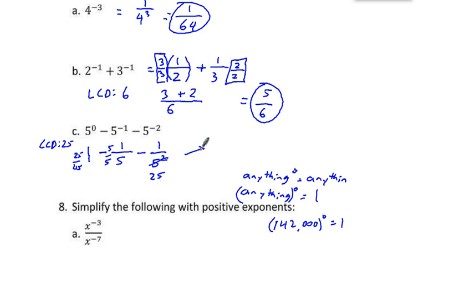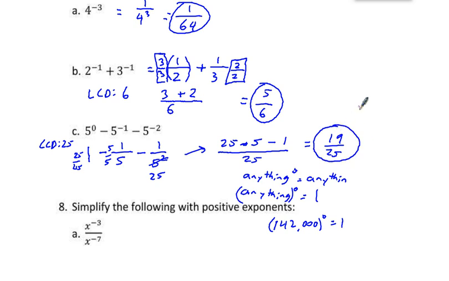which will give us 25 minus 5 minus 1 all over 25. 25 minus 5 is 20 minus 1, 19 25ths is the final answer to this question.